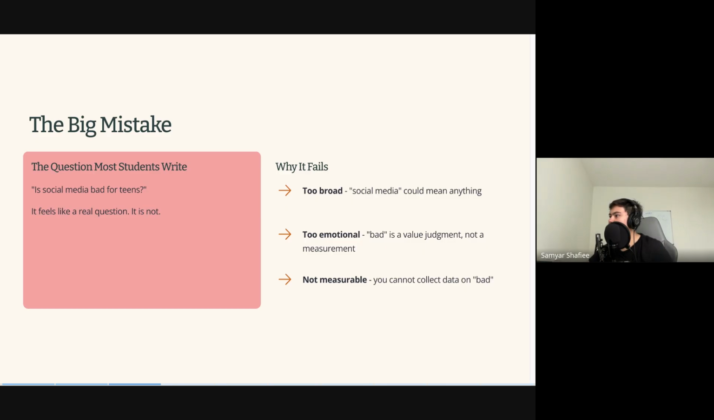Does constant scrolling affect a teenager's attention span? Yeah, this is a very measurable thing because you can measure attention span with online tests. So yeah, this is a good research question. It just needs a bit of tightening and narrowing down.